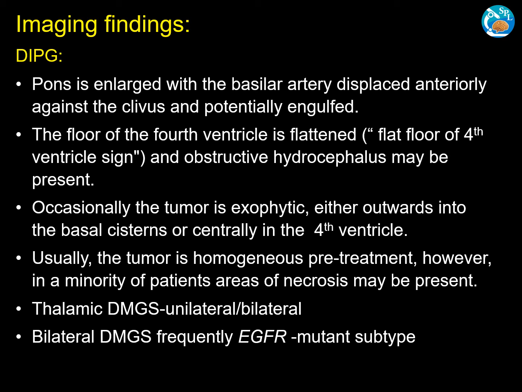Now, pre-treatment, these tumors appear homogeneous. However, in a minority of patients, areas of necrosis may be evident. The thalamic diffuse midline gliomas may be unilateral or bilateral, and the bilateral DMGs frequently exhibit EGFR mutant subtypes.